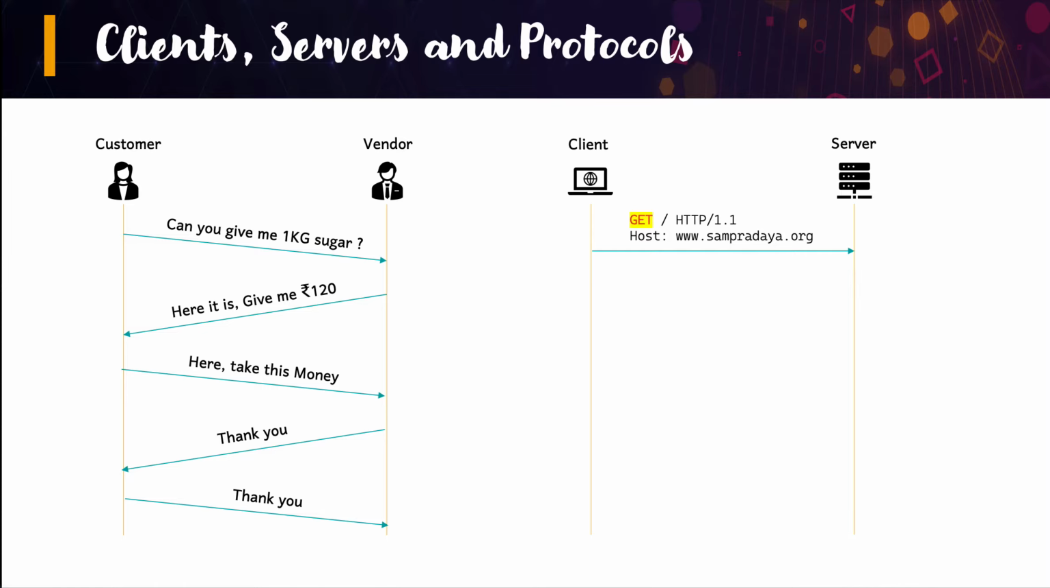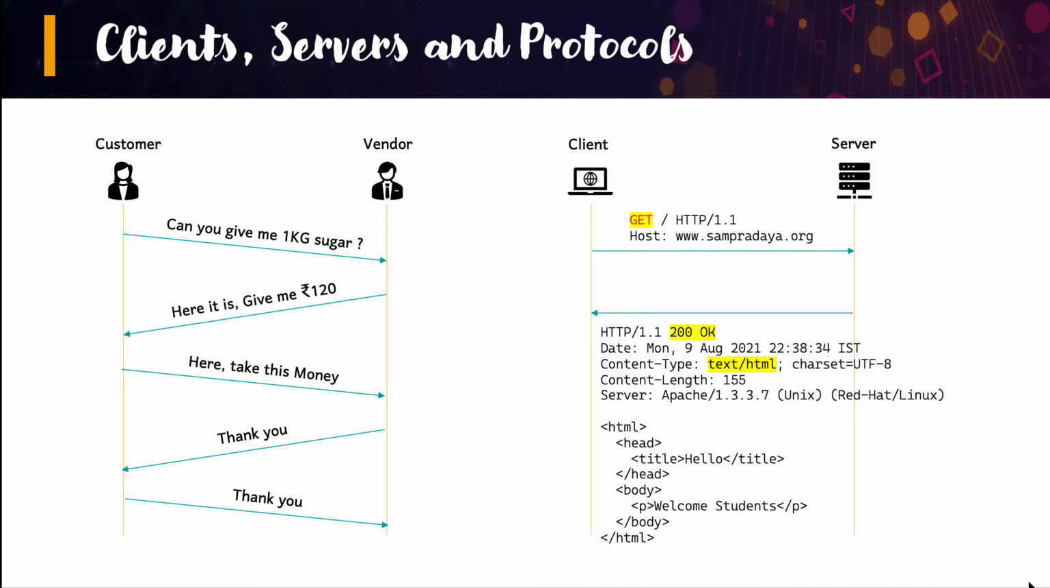This format is governed by the HTTP protocol. The GET says it wants a file. HTTP 1.1 says the client can understand only that version of HTTP, and the host part of the request exactly identifies what file, or where the file is to be located from.